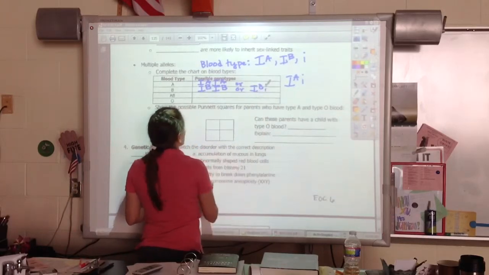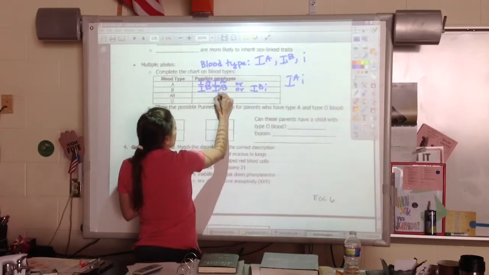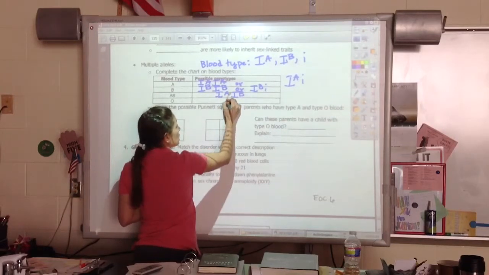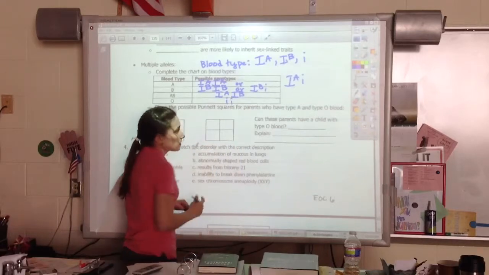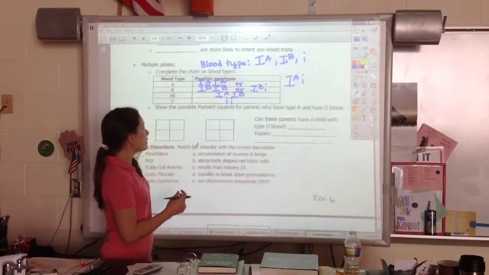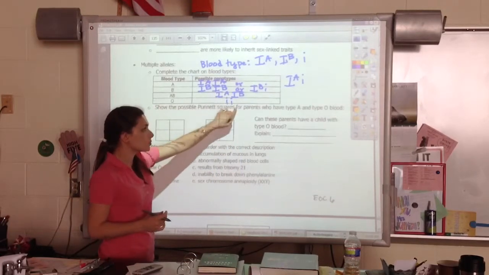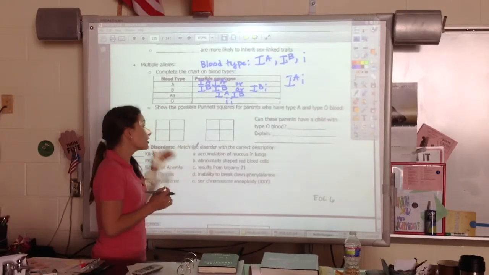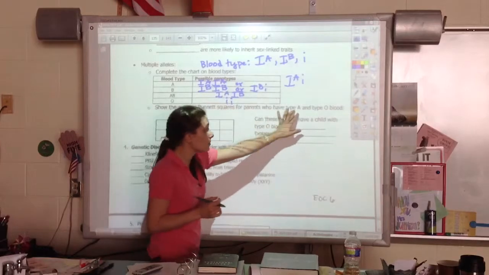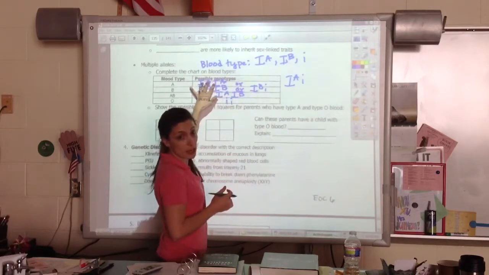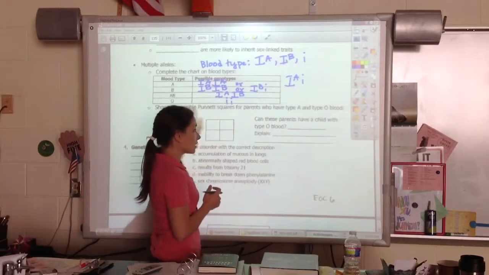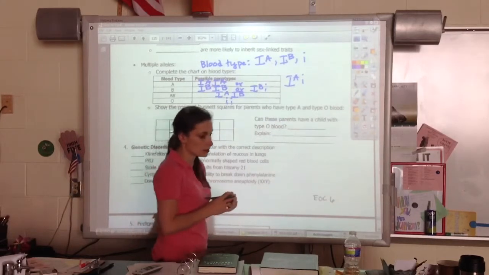For AB, you really just have one choice, IA, IB. And for O, again, just one choice, little i, little i. So then it asks you to show the possible Punnett squares for parents who have type A and type O blood. They could be, remember, if you're type A, you could be heterozygous or you could be homozygous. So you have to set up two Punnett squares.